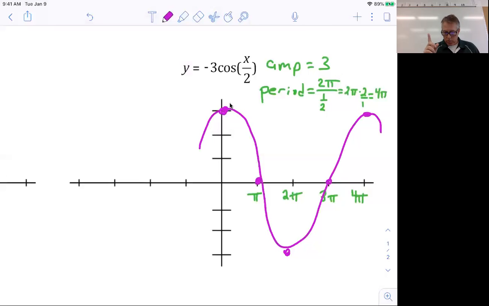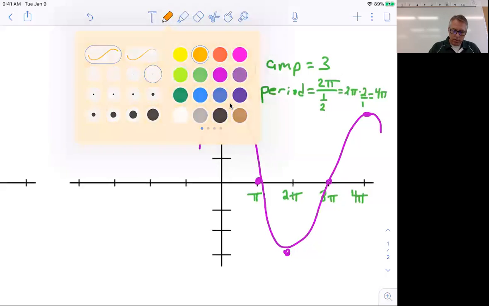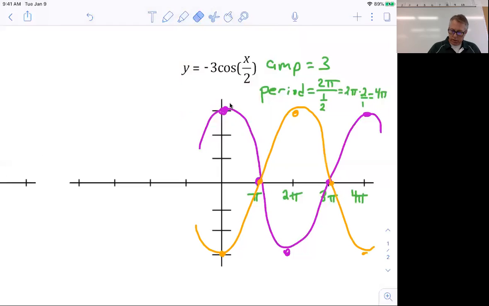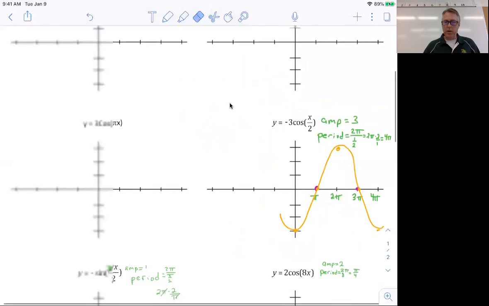But remember I said, don't let me forget about this thing. We have to flip that over the x-axis. So instead of starting up here at positive 3, it starts at negative 3. And 0 is still 0 if you flip it over. And then it's going to go up to positive 3, and then 0, and then down to negative 3. So the orange graph is our final answer. And I'll get rid of all the purple stuff so that we're not too confused. That will be our final answer.